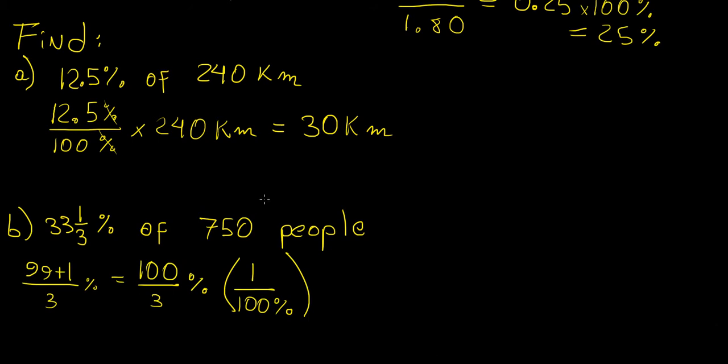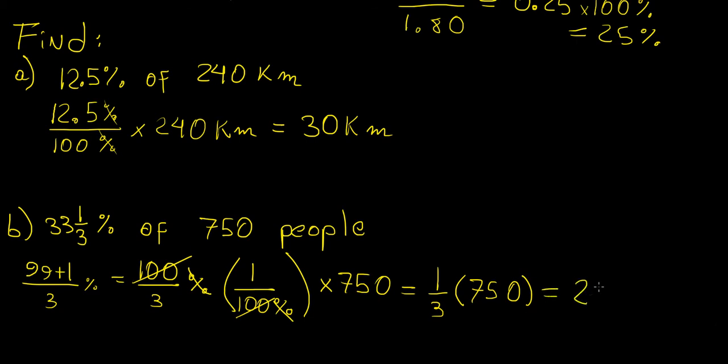Remember that what you really want to do is you always want to just try and cancel out those percentage signs. So in this case, what you want to do is just divide, because you want to get rid of that one here, and then you multiply this by whatever quantity you're trying to get the percentage of. So in this case, the 100 is going to cancel out, so we're going to be left with 1/3 of 750, which is in fact 250 people.